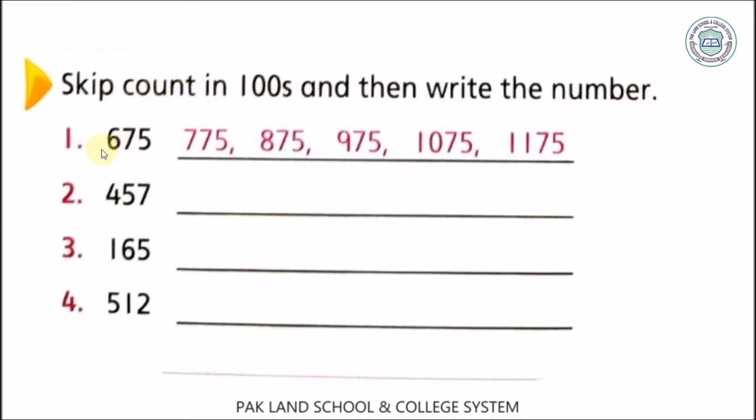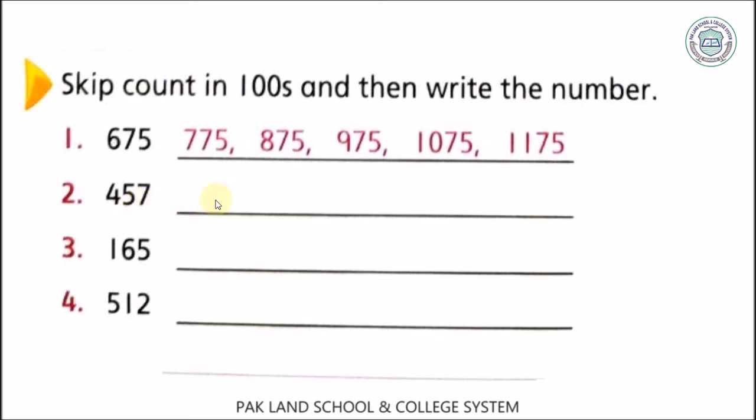So we have to skip the hundreds and count in the hundreds form. The first example we have 675. The next, if we skip 100, will be 775. Next will be 875. Next 975, 1075, 1175.